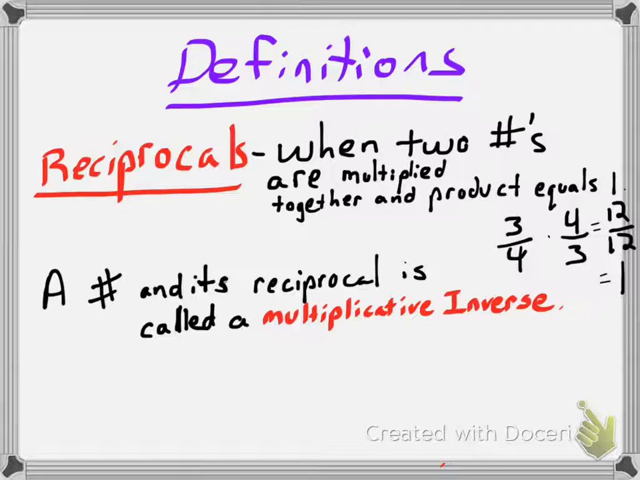Alright, now the bottom one. A number and its reciprocal is called a multiplicative inverse. So 3/4 and 4/3 multiplied together are called multiplicative inverses. It's kind of like the same thing. Reciprocals, when they're multiplied together, equal 1, that's what makes them reciprocals. Now that pair of numbers is called multiplicative inverses.